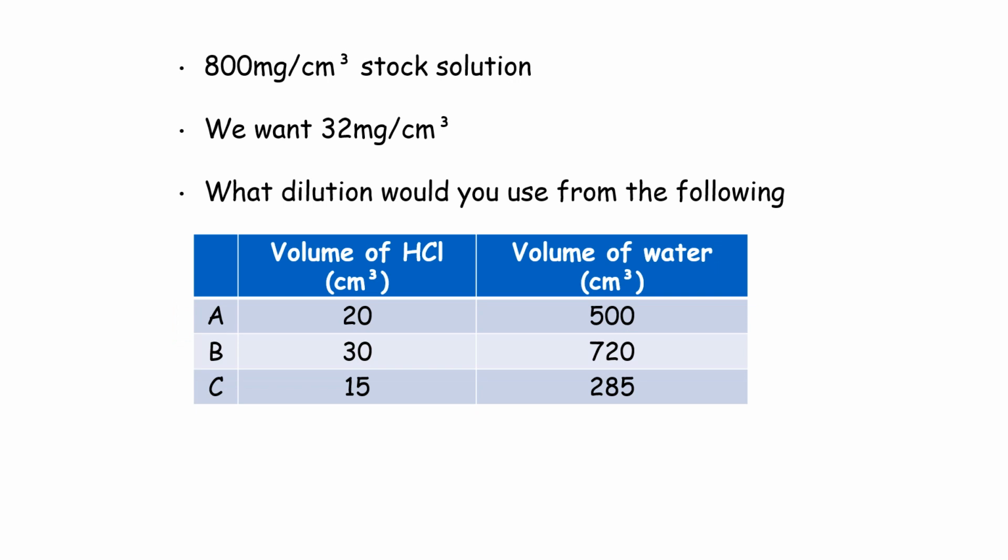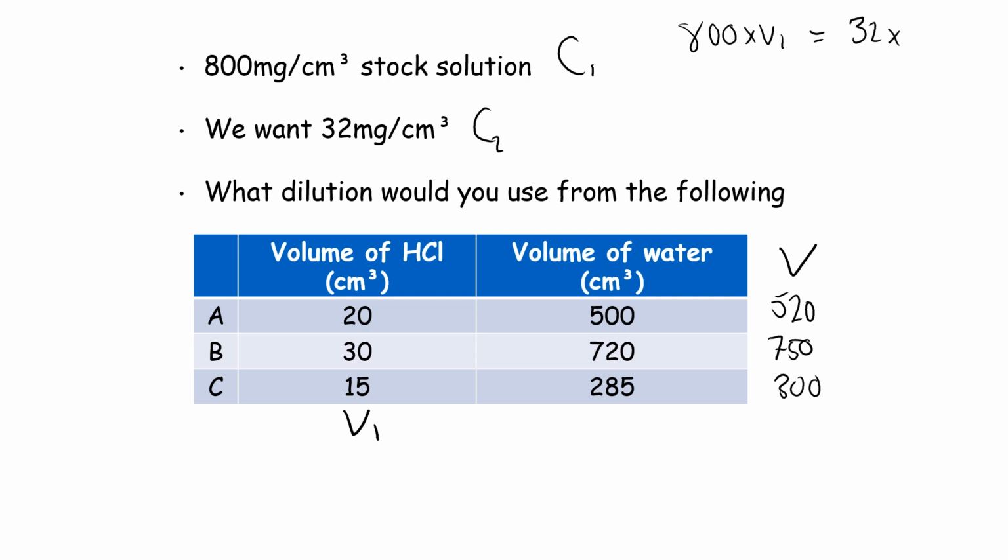Now this next one, again, identify our stock solution, so that is our concentration 1. We want our concentration 2 to be 32. We have got 2 volumes. These would be volume 1, how much stock solution. Our final volume, V2, is the sum of both of those. So we've got 520, we've got 750, and we have got 300. So in each case, what we're doing is 800 times V1, does it equal 32 multiplied by V2?